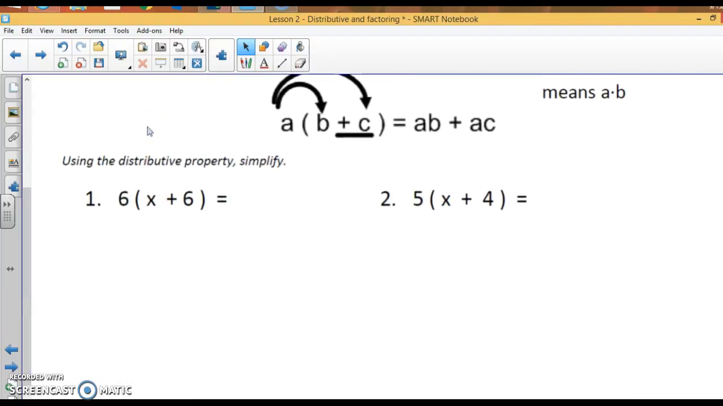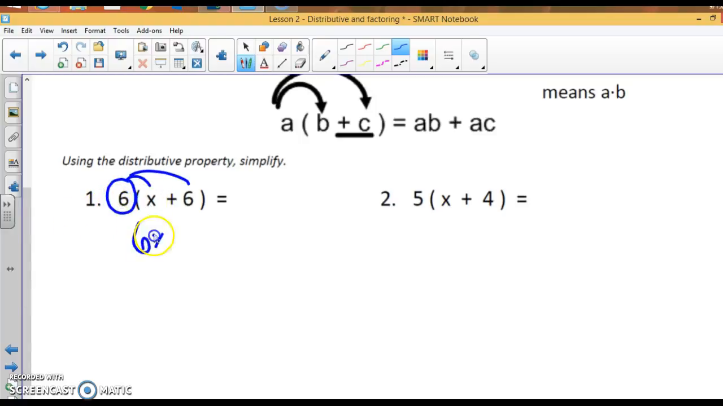Now, what I highly recommend you do is this. Read 6 times the quantity x plus 6. So we are distributing this 6 to everything inside because we're multiplying by the whole quantity. So to use the distributive property, you say to yourself, 6 times x is 6x. 6 times positive 6, and remember, this out here is also a positive 6. Positive 6 times positive 6 is positive 36. That's it. You cannot simplify that any further. This is not equal to something. It is just using the distributive property.